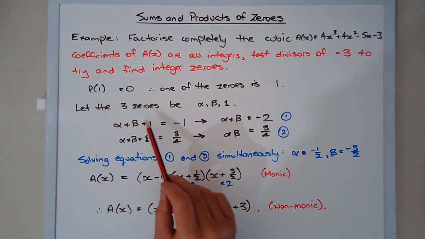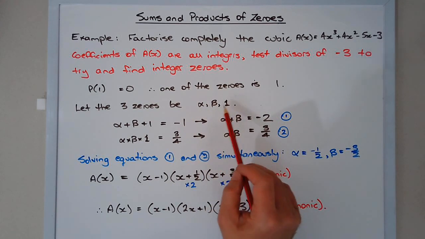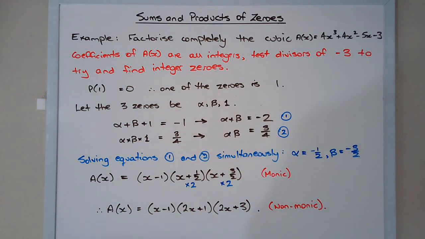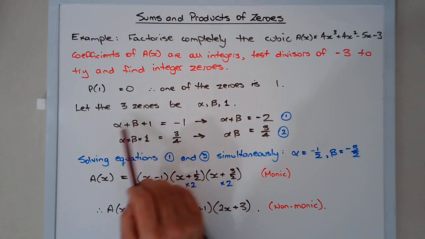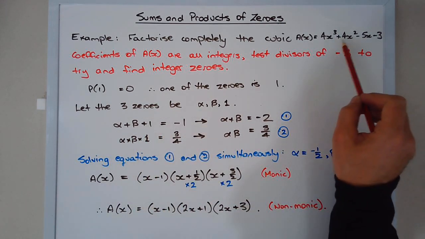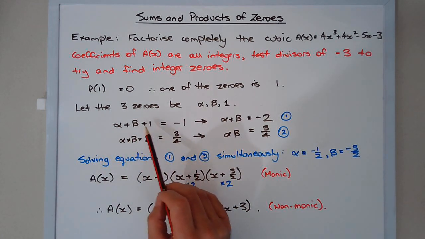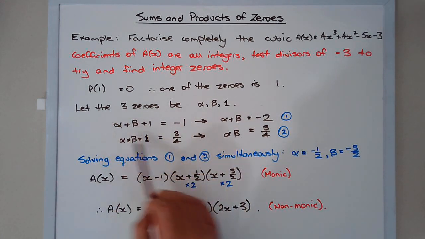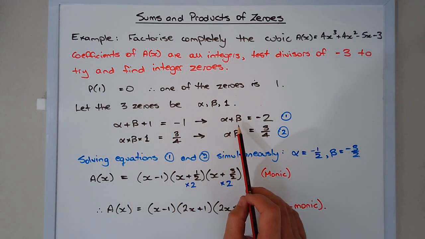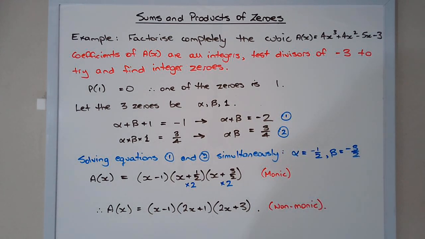Now let the three zeros be alpha, beta, and 1. So this ordinarily would have been gamma, but we've found one of the zeros, so our third zero is 1. Now the sum of the zeros one at a time is negative b on a, so negative 4 divided by 4. So alpha plus beta plus 1 is equal to negative 1. Cleaning up this equation, subtracting 1 from both sides, we have alpha plus beta is equal to negative 2. Let's call that equation number 1.